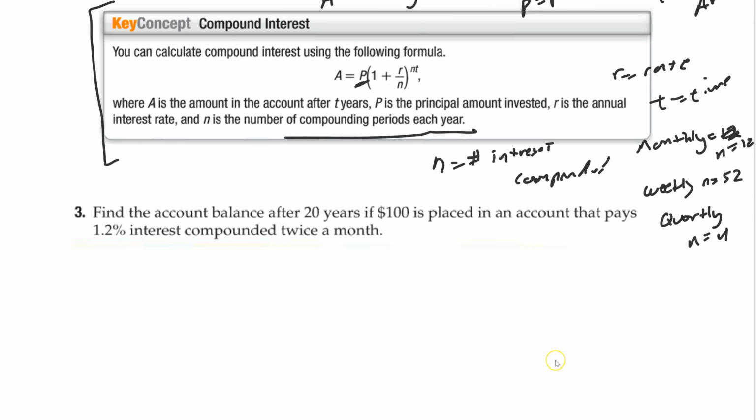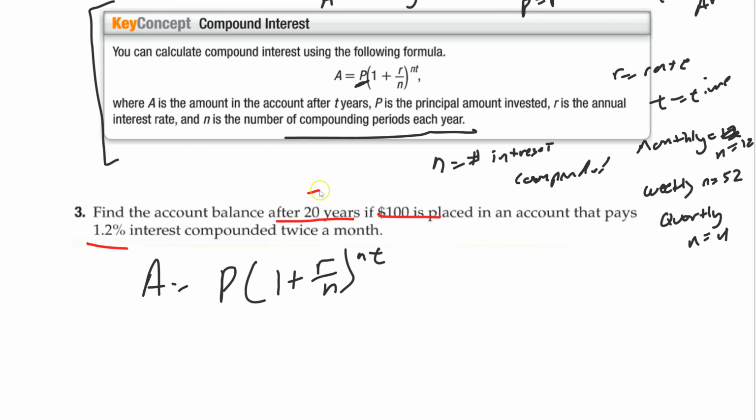So let's do an example. As always, I always give the formula. So first I'm going to write down, here's my formula that I will give to you. You just got to know when to use it. And let's read the problem. Find the account balance after 20 years, if $100 is placed into an account that pays 1.2% interest.